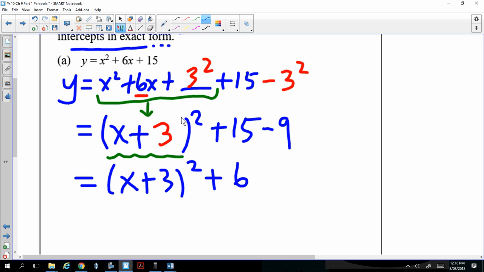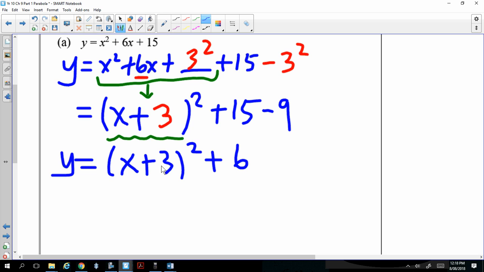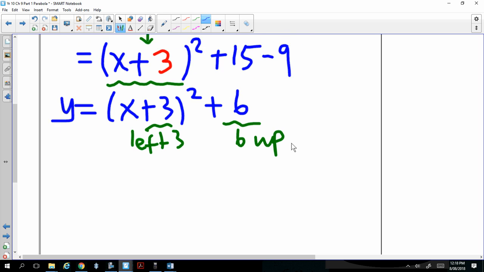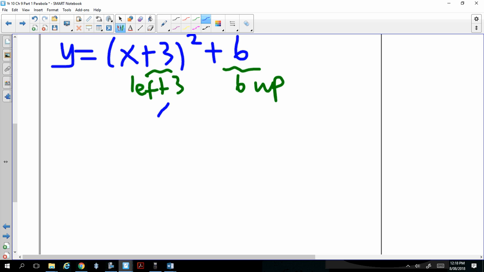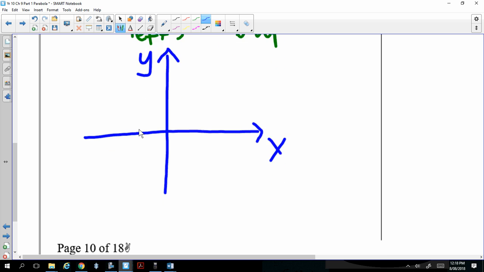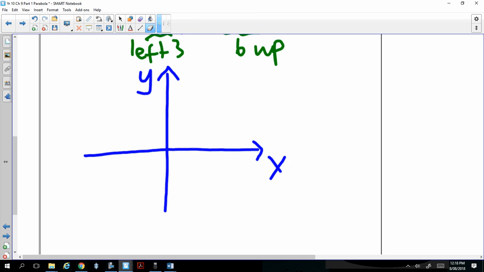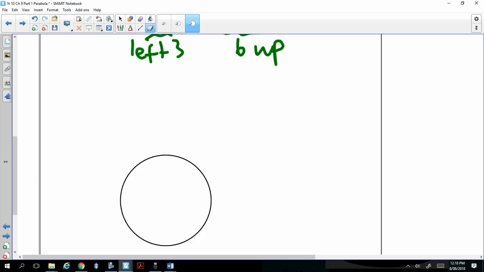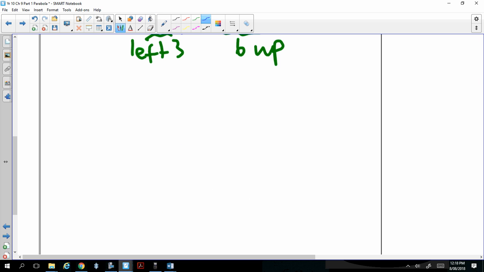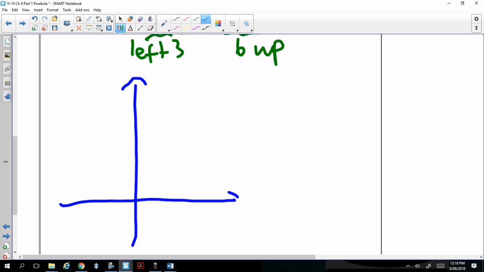I could now sketch it. Now how do we sketch it? So now we can see this is shifted left 3, 6 up. Let's draw it. And you have to show the x-intercepts if there are any. Let's try to draw this. So we've got the x and y axes. Do we have enough space? I think we should. Let's try again. Alright, so we've got this. We've got 3 to the left and then 6 up.